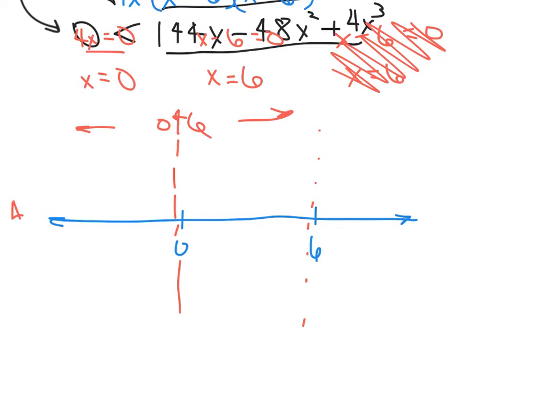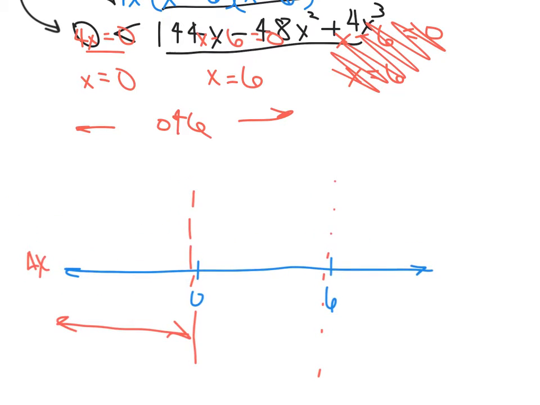So we're looking at 4x. When the numbers are smaller than 0, let me move this down a little bit, I'm going to need some room, our 4x is going to be a negative answer. No matter what negative number I put in for x, it's going to give me a negative answer. If I put a number between 0 and 6 in here for x, what am I going to get? Well, we give it a shot.